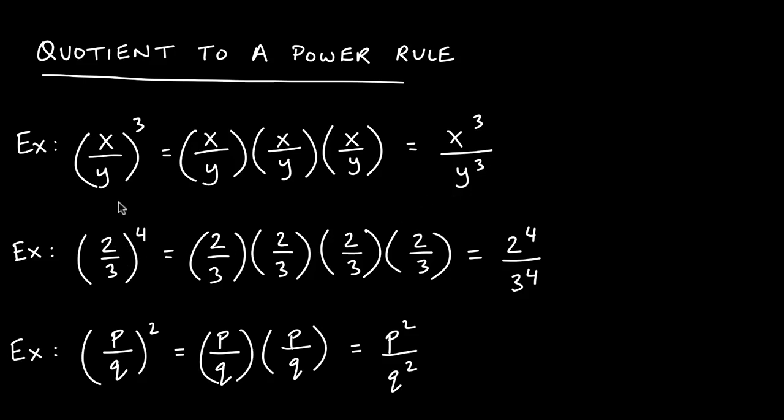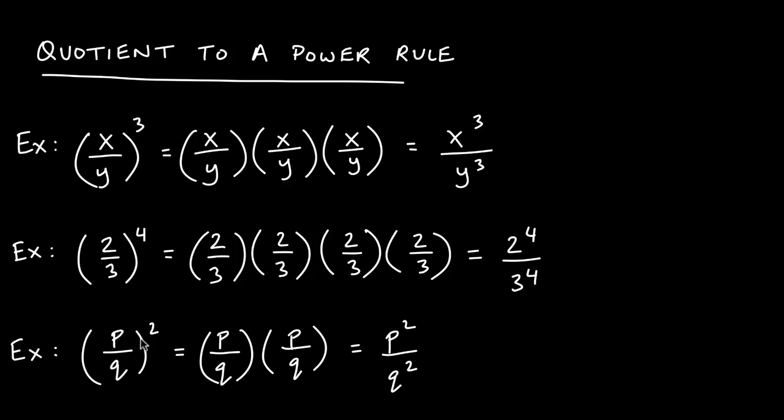If we have 2/3, so it's not just with variables, if you have numbers only, 2 over 3 raised to the fourth power, you can write 2/3, 2/3, 2/3, 2/3, the power number of times being multiplied. And then we can see that there's 4 twos on top all being multiplied. So I can condense that into 2 raised to the fourth. I have 4 threes being multiplied in the denominator, so I can condense that to 3 raised to the fourth, or 3 to the 4 power.